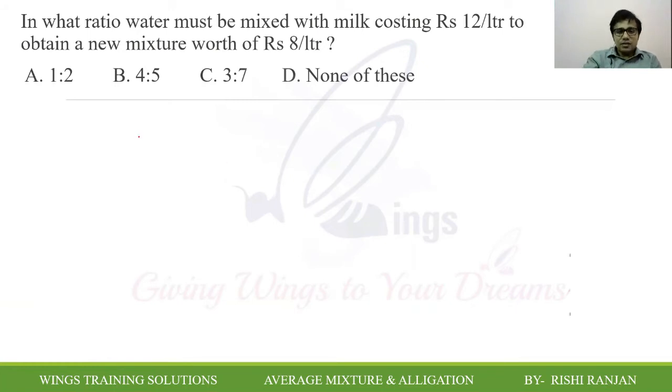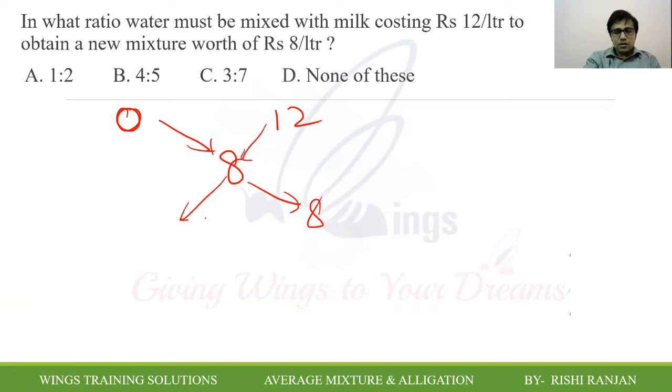So let's put it here. First mixture 0 rupees per liter. Second one 12 rupees per liter. And after mixing them, overall is 8 rupees per liter. And when we take the ratio, it is 8 and this is 4, 4:8. So water is to milk is 4:8 or 1:2. So answer is 1:2.